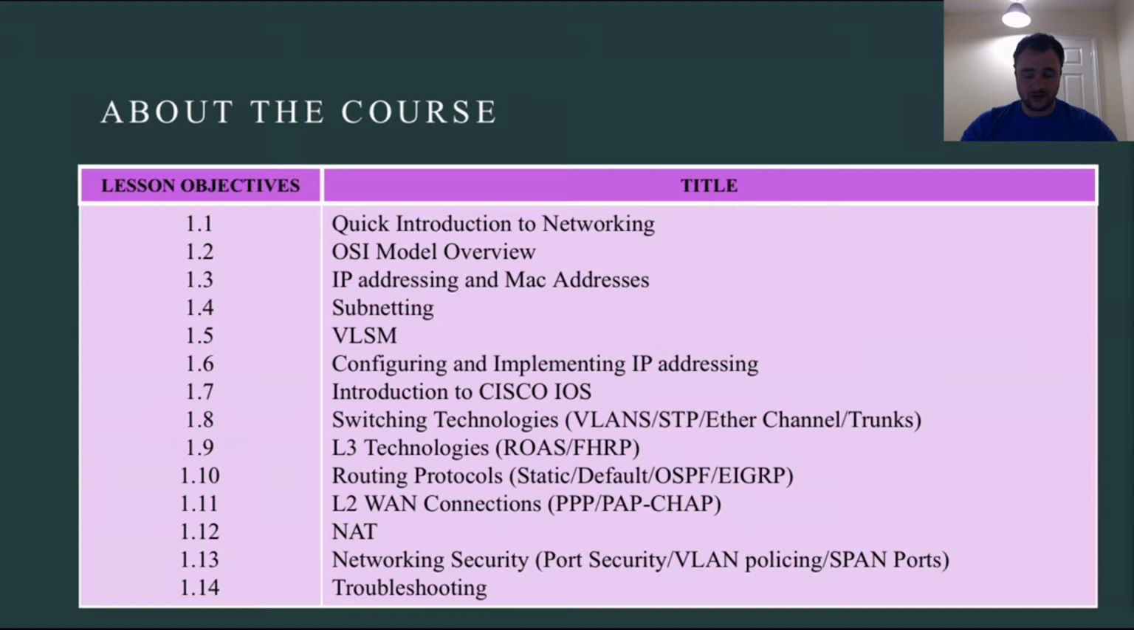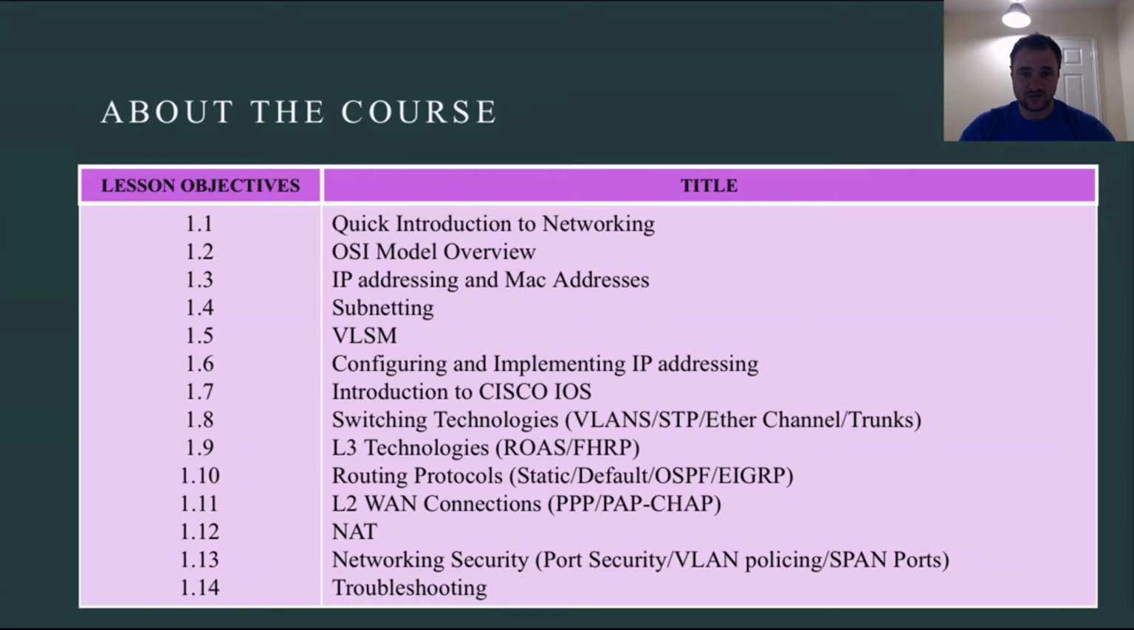We'll then stop the overview and go into more practical work, the main objective of the video, configuring and implementing IP addressing. We'll do that not just on network devices, but on different types of hosts as well, to make sure that we're familiar with different types of operating systems. We'll do an introduction to Cisco IOS. We'll then talk about switching technologies and go deeper within that.